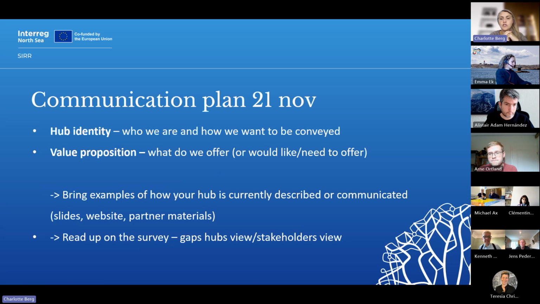So in this workshop, we will work with hub identity, who we are and how we want to be conveyed, and the value proposition. What do we offer, or what is it we need to offer? Like we've been looking at this, what is it that this innovation system, or the system around us, needs, or whatever organ you feel you are a part of.